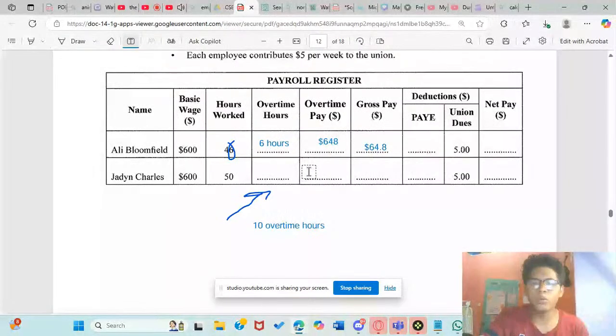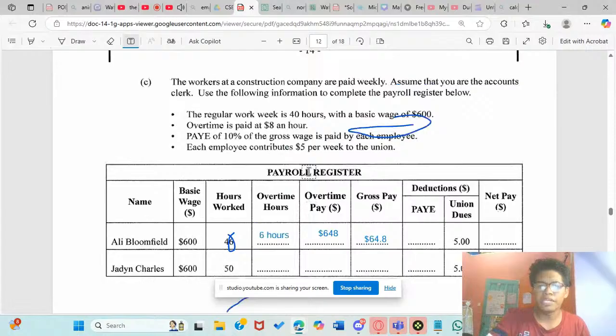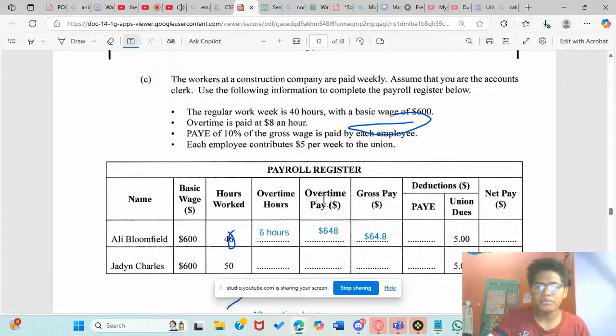We worked 6 hours overtime with the addition of the $8. We actually had to multiply the 600 plus the 6 times the $8 to get the additional value of the overtime pay. For the gross pay, we calculate the 10% of the 648. And for the PAYE, we have to calculate the 10% of the 640, and we got that value. Now let's move on to the pay.